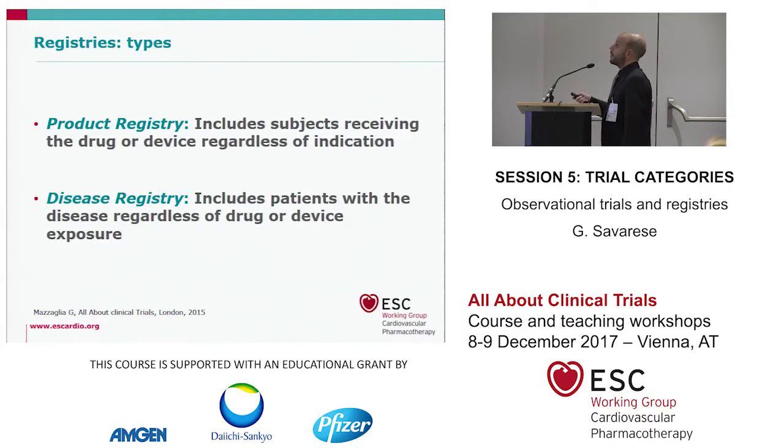There are two types of registries: product registries that include all the subjects that are receiving a drug of interest, and disease registries that include all the patients who have one specific disease. An example of the first type could be a registry of NOAC, novel oral anticoagulants. An example of the second type could be a heart failure registry, including all the patients with heart failure in a country, for example.